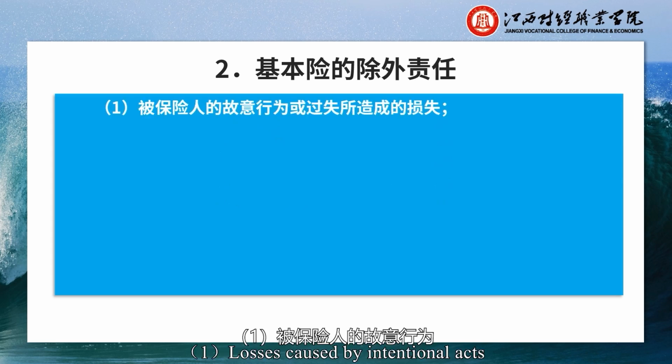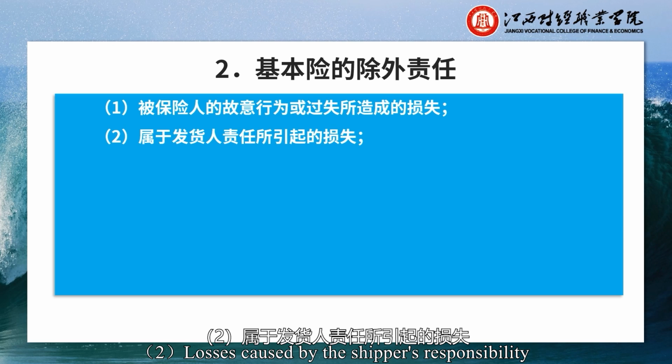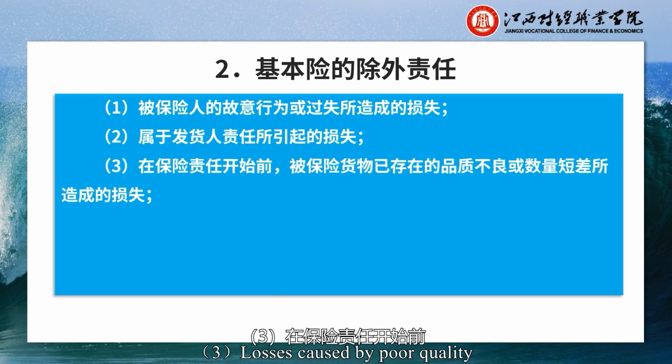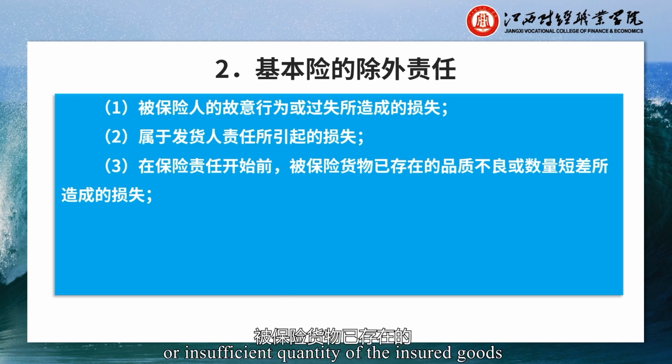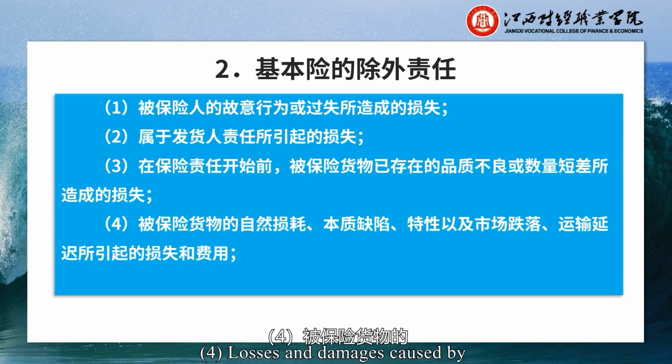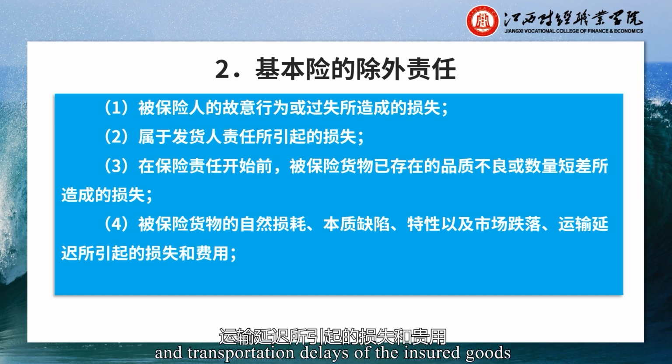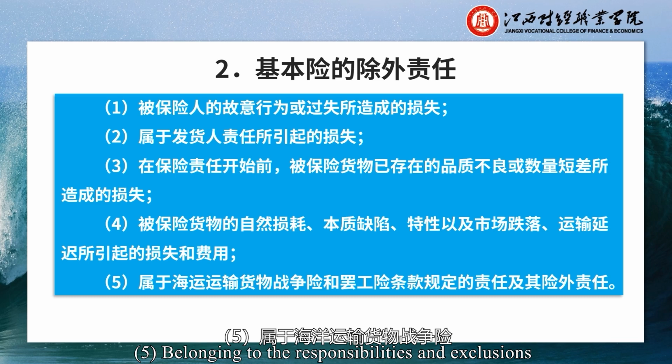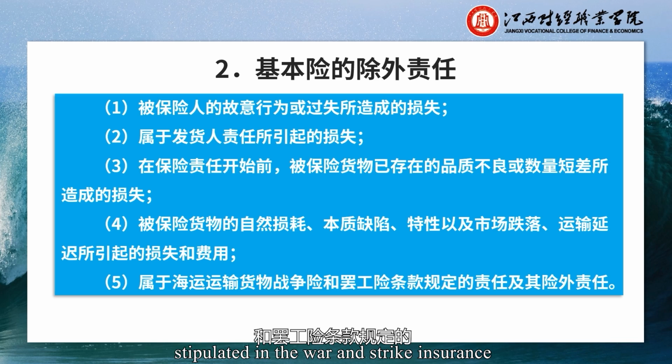First, losses caused by intentional acts or negligence of the insured. Second, losses caused by the shipper's responsibility. Third, losses caused by poor quality or insufficient quantity of the insured goods prior to the commencement of insurance liability. Fourth, losses and damages caused by natural wear and tear, inherent defects, characteristics, market downturn, and transportation delays of the insured goods. Fifth, belonging to the responsibilities and exclusions stipulated in the war and strike insurance.